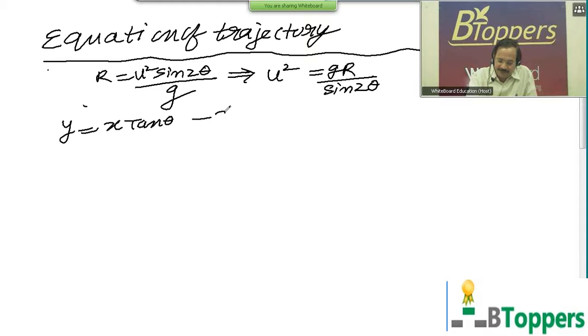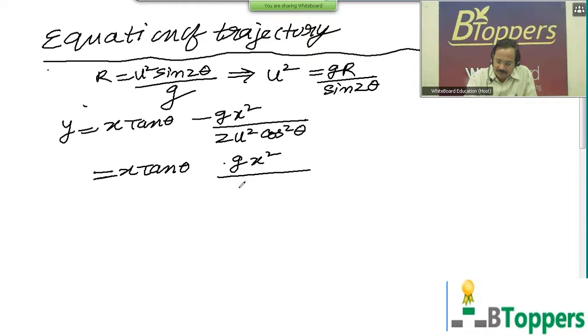Now the equation of trajectory of the projectile, which I have just now discussed, can be written as y equal to x tan theta minus g x square by 2u square cos square theta. We can substitute here u square equal to gR by sin 2 theta in the denominator on the right hand side. Acceleration due to gravity g gets cancelled.